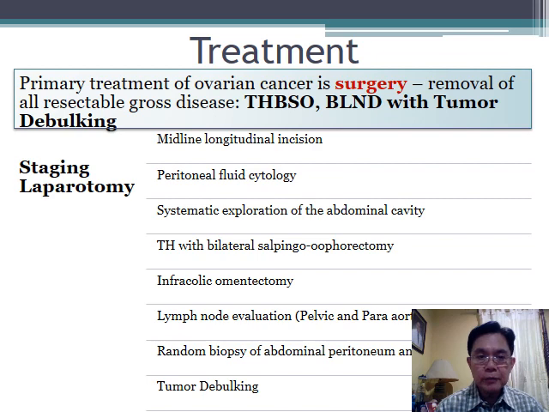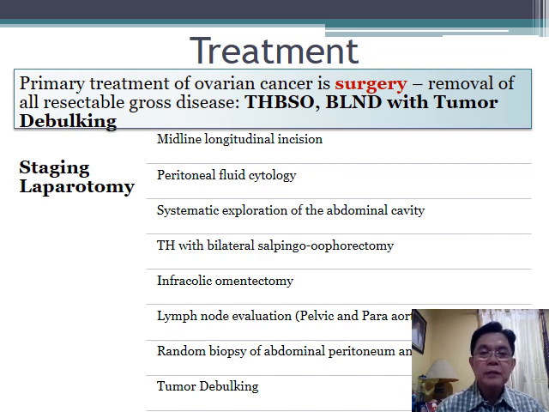After you have obtained your peritoneal fluid, before your definitive surgical intervention, you perform a systematic exploration of the abdominal cavity. So that means you evaluate where is the tumor, whether it is on the right or the left ovary, are there other organs involved, or what is the status of the liver and the diaphragm, or the surface epithelium of the abdominal cavity.